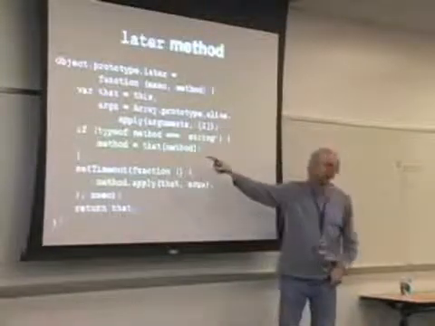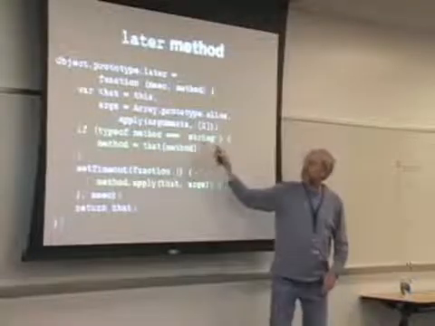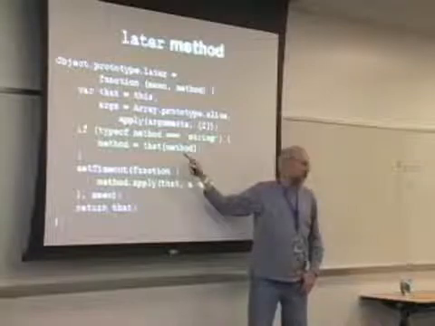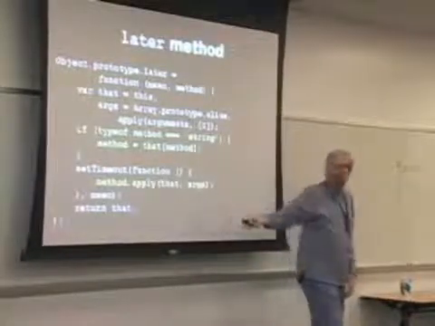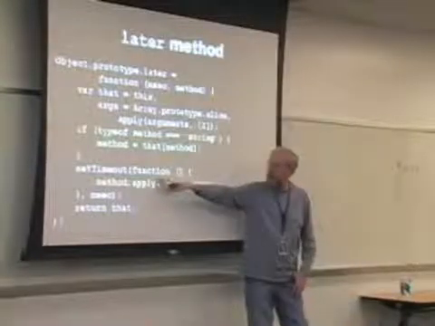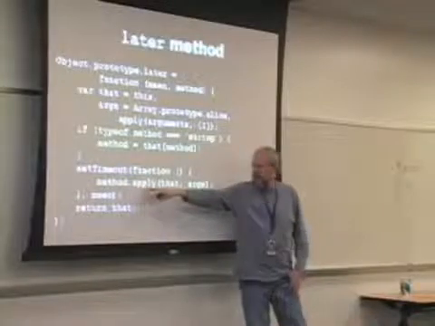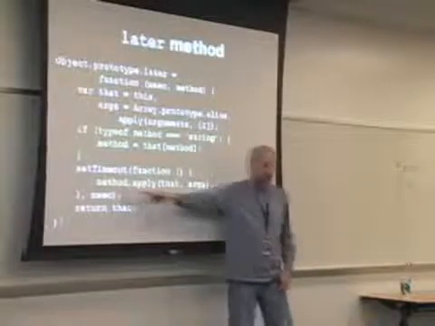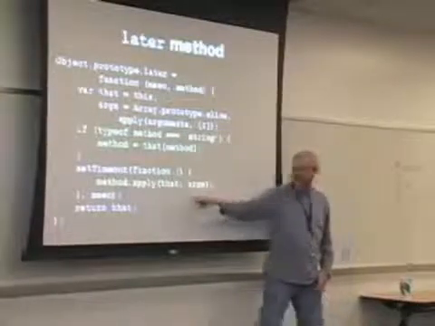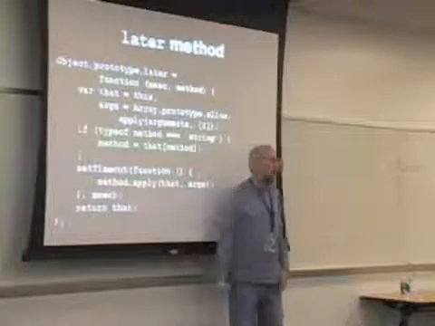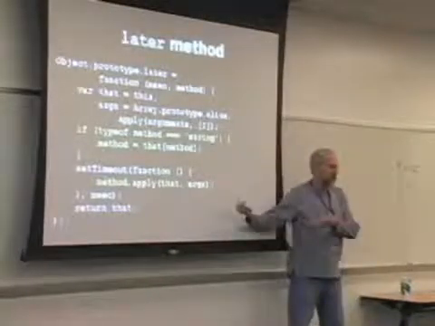Then a little bit of user convenience. If the method parameter that we got passed in was a string, then we'll look it up for them and find it in the object and save it there. Otherwise, we assume that it's a function. And then we call set timeout, and we pass to set timeout a function which will call that method, binding it to that, and passing it the array of arguments. And it will get invoked in that number of milliseconds. So that's how we could do a later function.